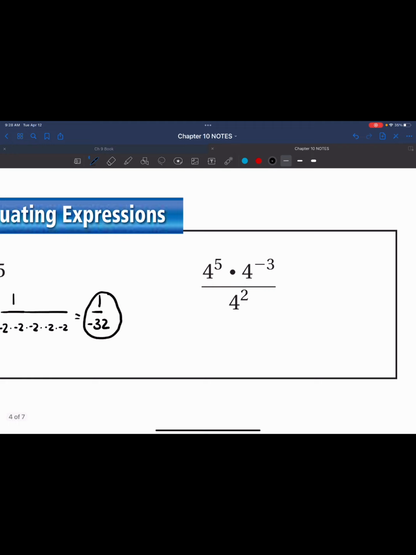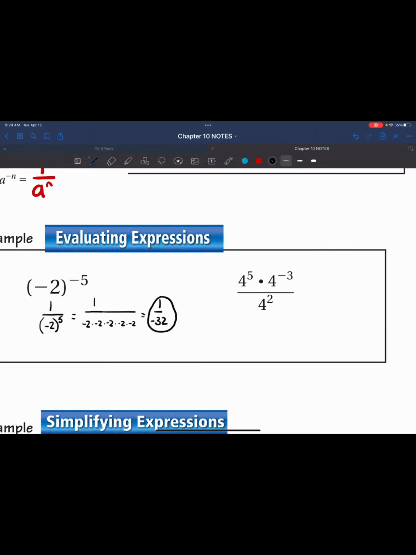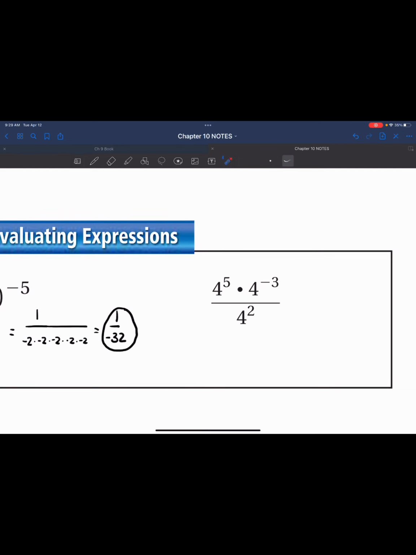I have 4 to the 5th times 4 to the -3rd. Oh my goodness. Divided by 4 to the 2nd. So once again, here's what I want you to do first. Deal with that negative exponent first, okay? This one's a little chaotic.